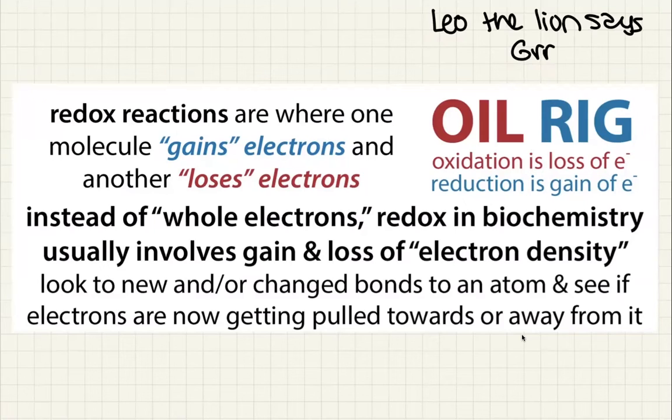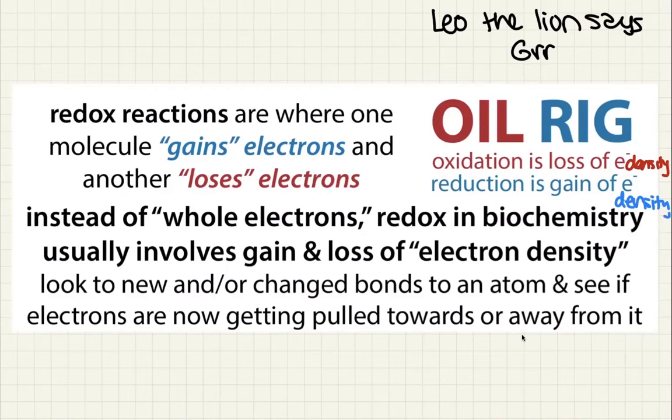Instead of thinking about oxidation as loss of electrons or reduction as gain of electrons, I like to think of it as oxidation is loss of electron density and reduction is gain of electron density. Because in biochemistry, instead of seeing whole electrons kind of move around, what we're usually seeing is changes in electron density, or basically where shared electrons like to hang out.